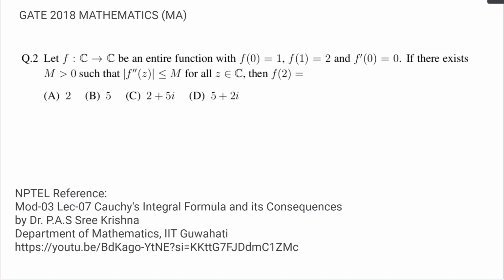calculate f of 2. The four options given are option A 2, option B 5, option C 2 plus 5i, option D 5 plus 2i.